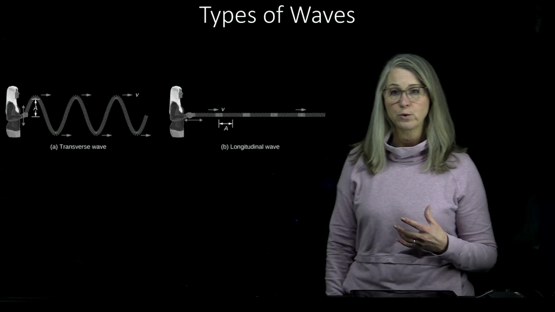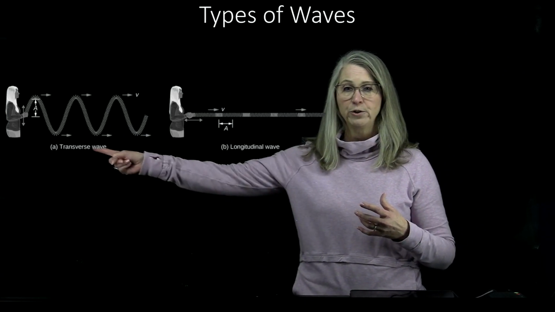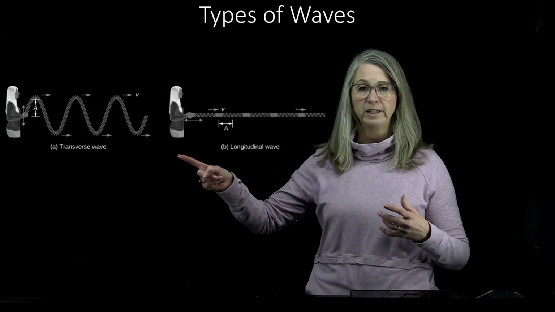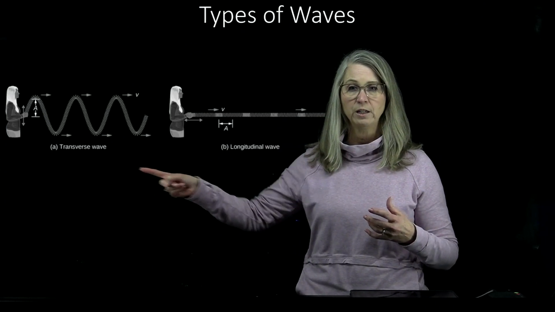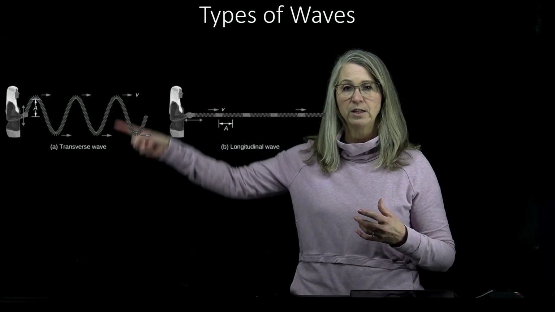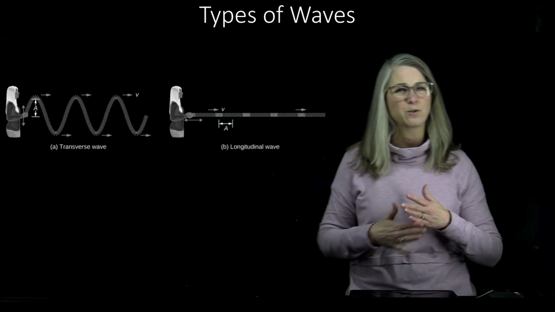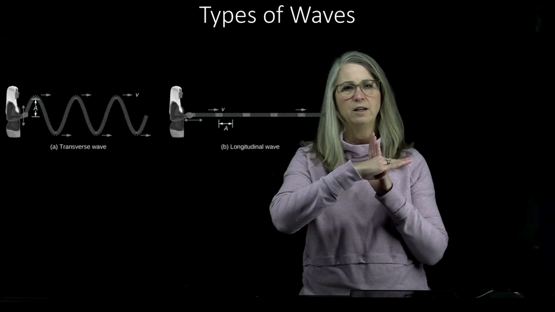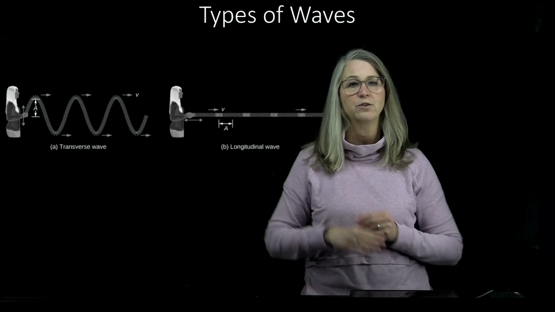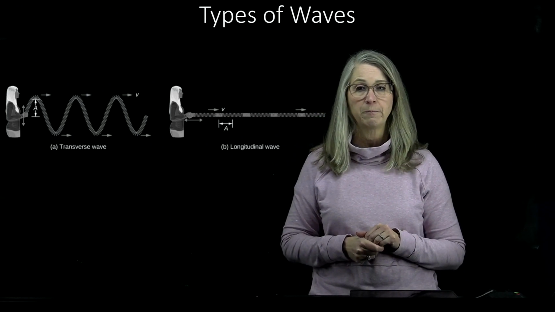A transverse wave, here you can see this wave is actually traveling in the horizontal direction, but the disturbance is in the vertical direction. And so that's where it gets the name transverse, because the propagation and the disturbance are at right angles to each other.